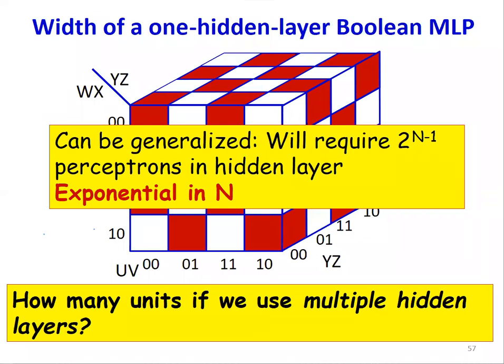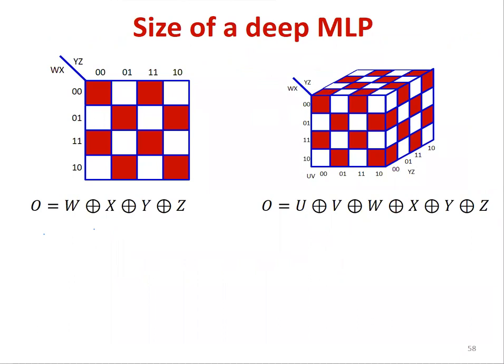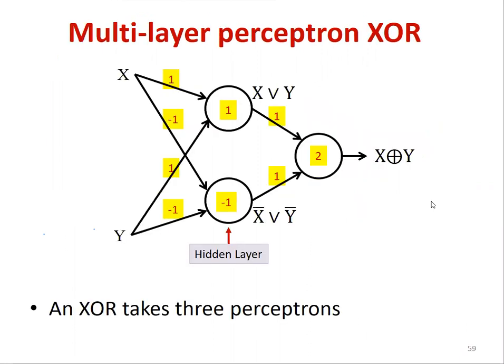But how many units will we use if we use multiple hidden layers? And so just as Charlie mentioned, these are XORs, right? This first pattern is simply W XOR X XOR Y XOR Z. This is the XOR of 6 variables. So these two truth tables are basically just XORs. And we know that an XOR can be done with 3 or even 2 perceptrons, right?